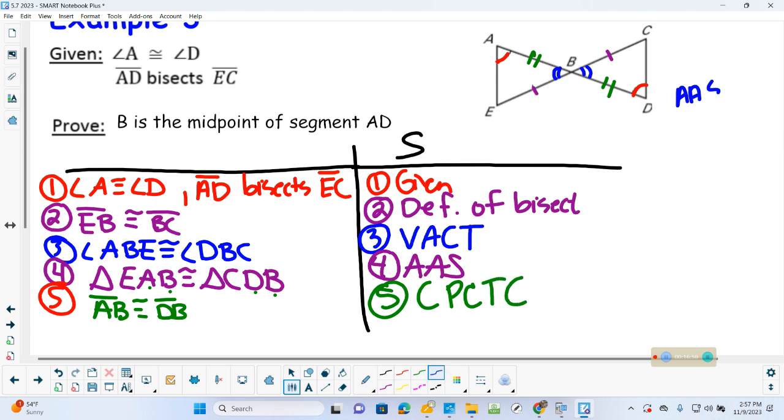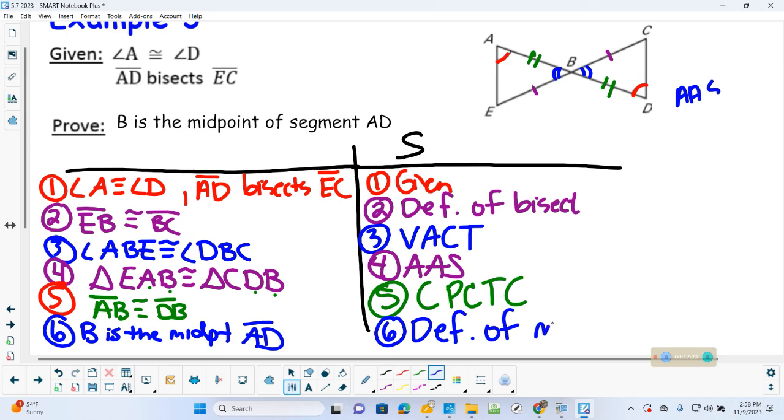Now, if those two halves, those two sides are congruent, that's a midpoint. What's the reason? Definition of midpoint. That's what a midpoint does. You have the two congruent halves. That was a good one. I liked it. Any questions on that?